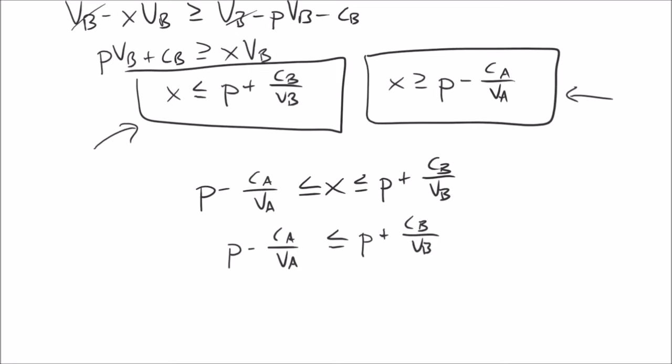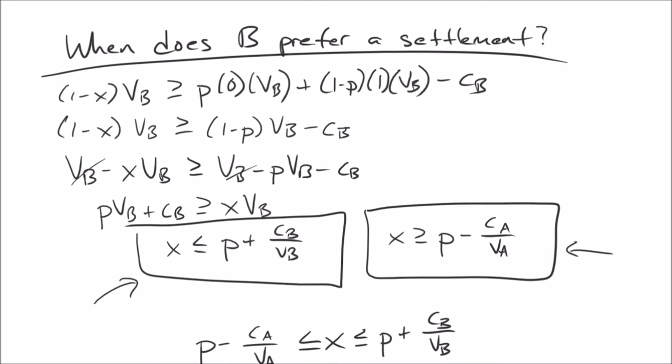Well, you'll notice here that the P's cancel off, and if we add the cost to the other side, we get CA over VA plus CB over VB is greater than or equal to 0. If that statement is true, then we can find values of X that are mutually satisfactory. We can appease both parties and avoid war. Well, does that inequality hold? As it turns out, the answer is yes.